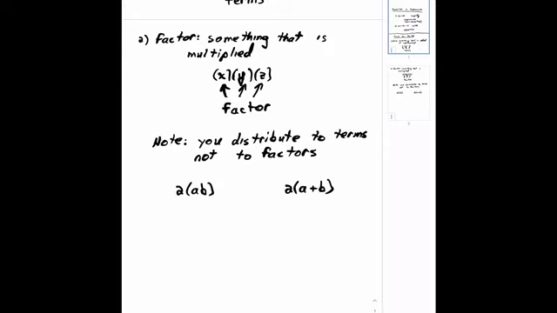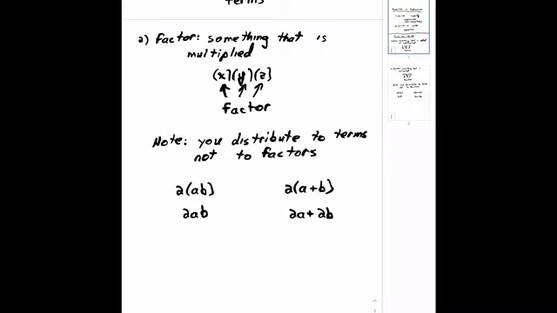Fine, so what would the first one be? It'd be 2AB, and the second one would be 2A plus 2B. Okay, what did we do with the second one that we didn't do with the first one? We distributed the 2 to both the A and the B. Why? Because A and B are terms. Why didn't we distribute to the A and the B in the first one? Because A and B are factors.